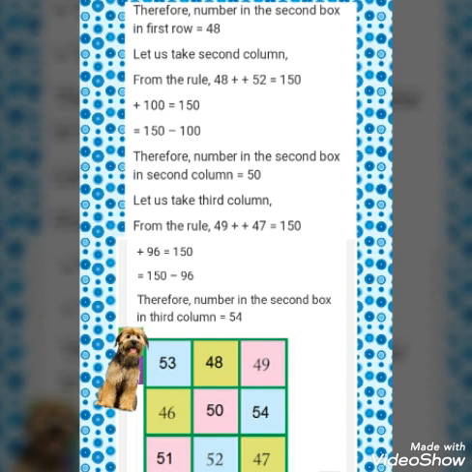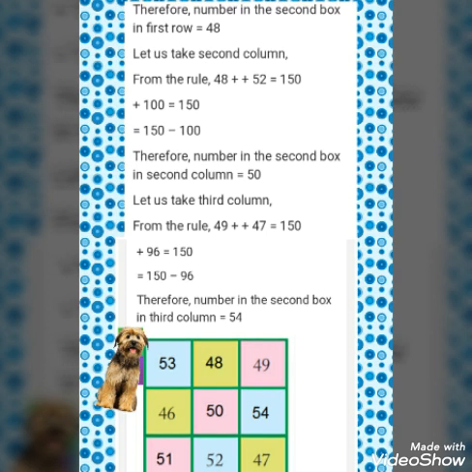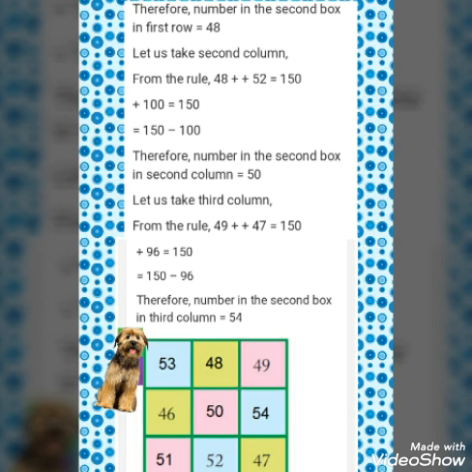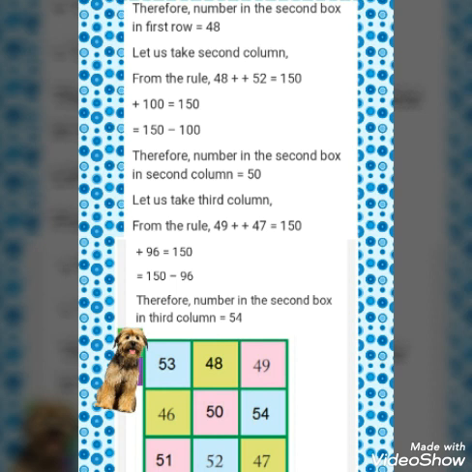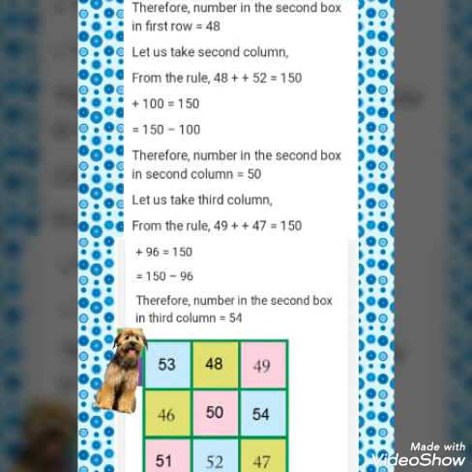Let's take the second column. From the rule, 48 plus dash plus 52 is 150. Here 48 plus 52 is how much? 100. So 150 minus 100, you will get the answer of the dash. So therefore the number in the second box in the second column is 50, because 150 minus 100 is 50.